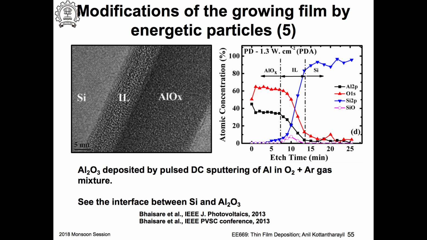So this is actually a transmission electron micrograph. Okay, so you have something. You wanted to deposit aluminum oxide on silicon, but you see something in between. Okay, so what is it?